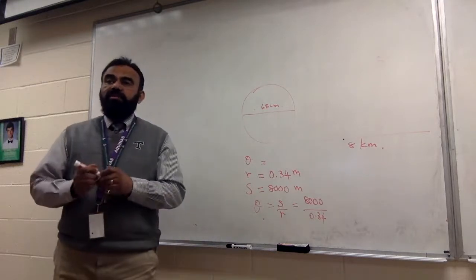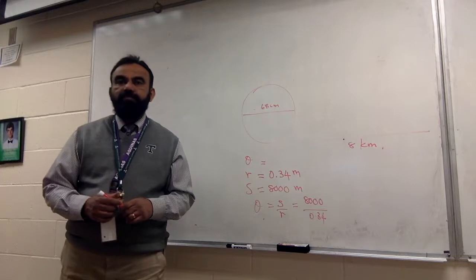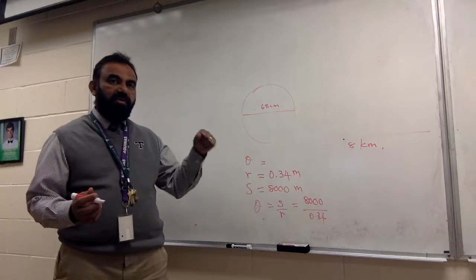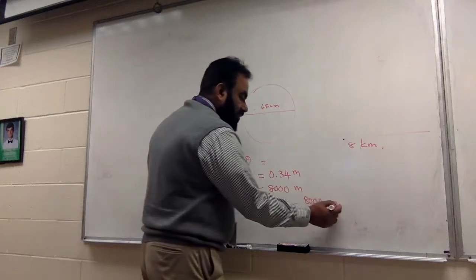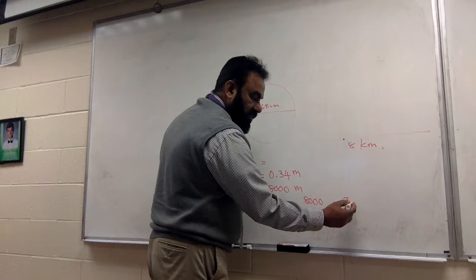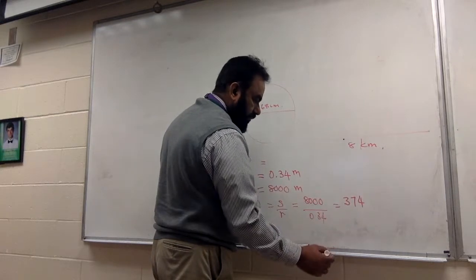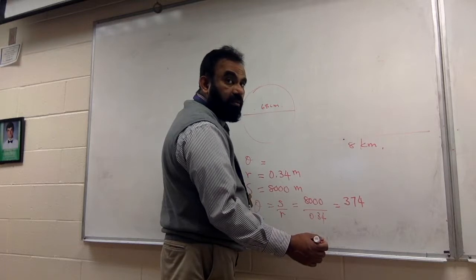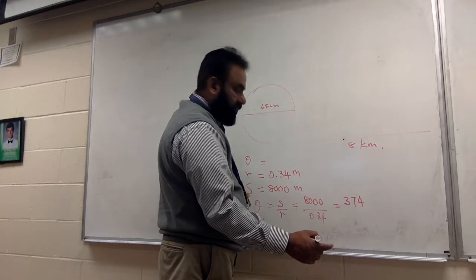And then what you do from there on is divide by 2 pi. You get your answer and divide by 2 pi. That will be your number of revolutions. So what is this answer? 3,000? 3,744.8 revolutions.